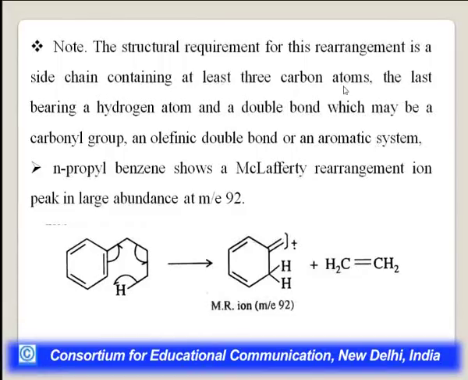The structural requirement for this rearrangement is a side chain containing at least 3 carbon atoms, so that a gamma hydrogen must be present, a carbon bearing a hydrogen atom, and a double bond which may be a carbonyl group as well as an olefinic double bond. You can see here there is no carbonyl group. This is the gamma hydrogen, alpha, beta, gamma, and this is the olefinic double bond. Propyl benzene shows a McLafferty rearrangement ion in large abundance at m/z 92. So you can observe this kind of fragment ion and you can have an idea of the molecular ion.